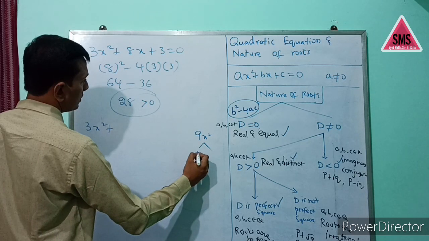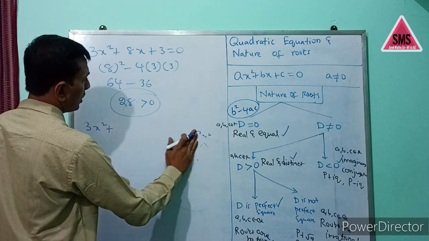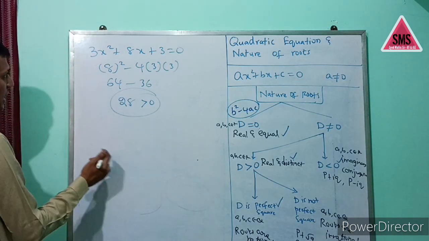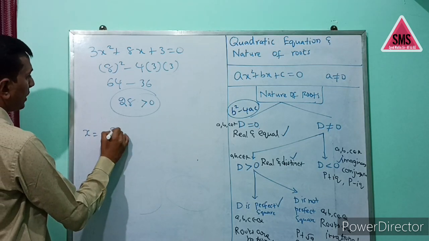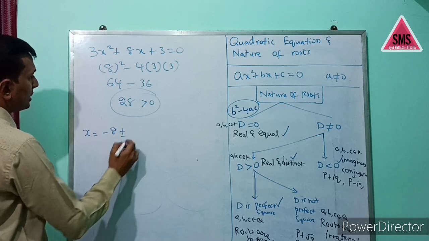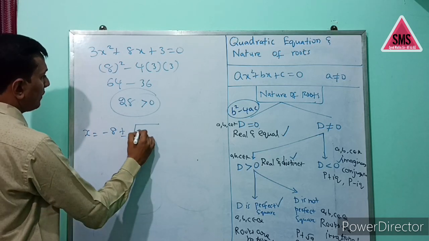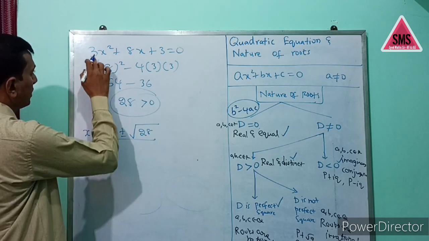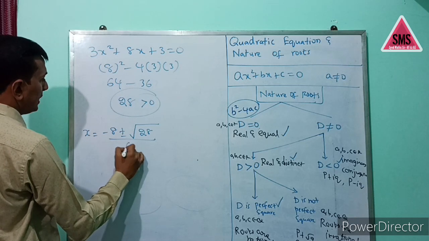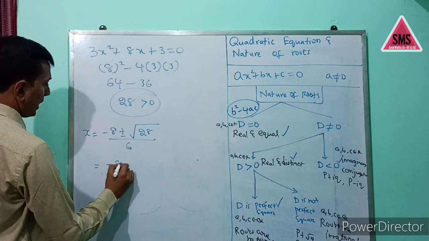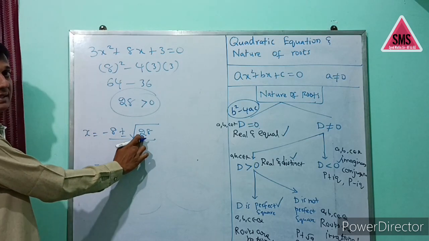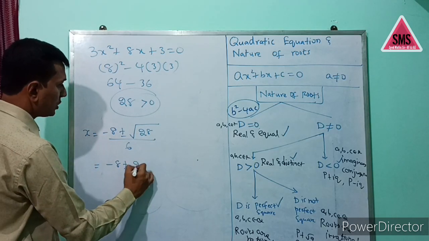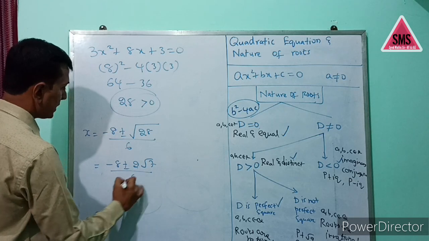Factors of 9: 9 and 1 are not possible. Let us go with the minus b plus or minus formula. x is equal to minus b plus or minus square root of 28 by 2a. 2 threes are 6. Minus 8 plus or minus 28, which can be written as 4 sevens are 28. 4 will come out, so 2 root 7 by 6.